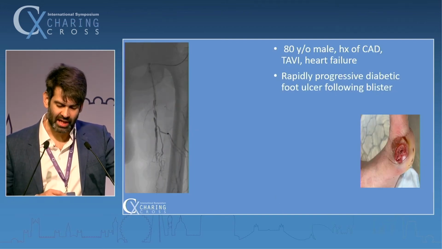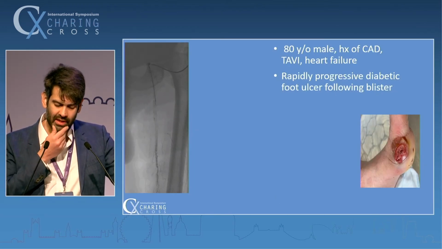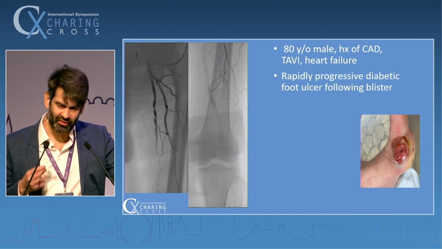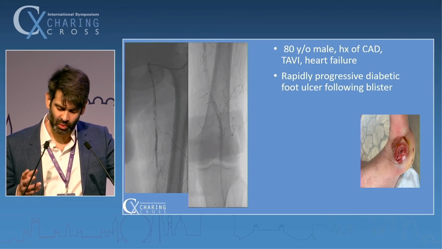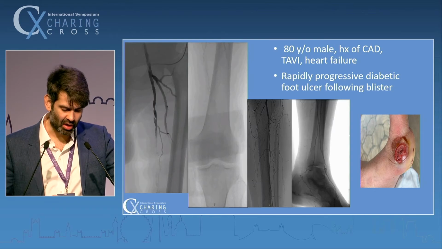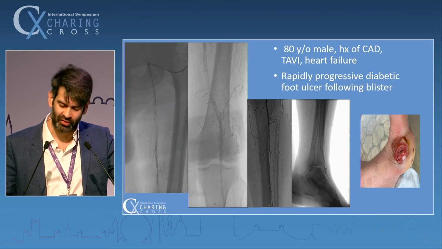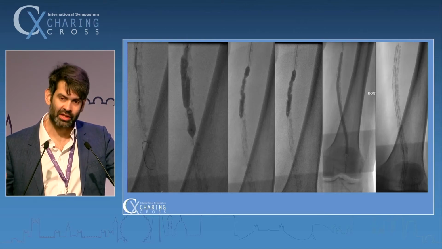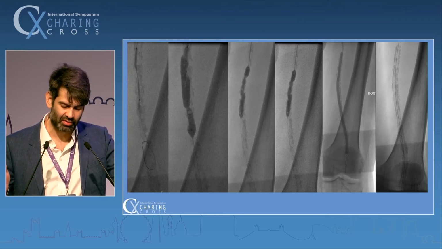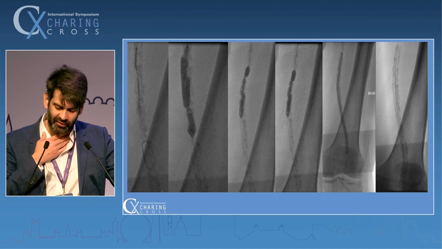Here's another patient. This is an 80-year-old male with a history of coronary artery disease, previous TAVI, heart failure. He's got a very rapidly progressive ulcer following a small blister to his foot. You can see this long SFA lesion with heavily calcified stenosis, and again, a very poor runoff. In this case, I'm going to be worried if I do atherectomy that I'm going to trash the single vessel runoff and leave him in a worse situation than I find him.